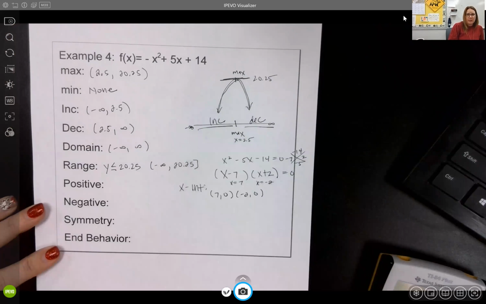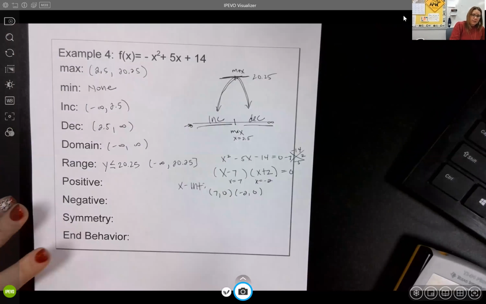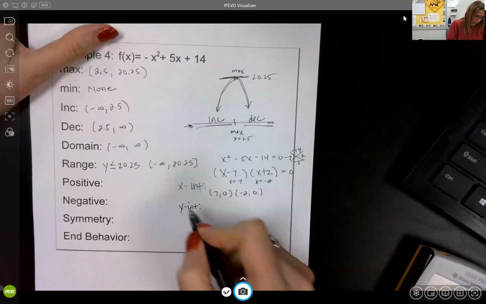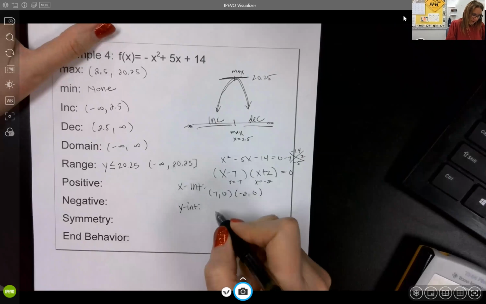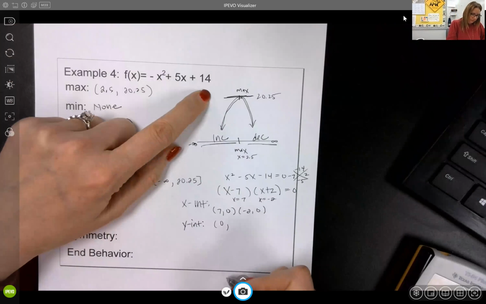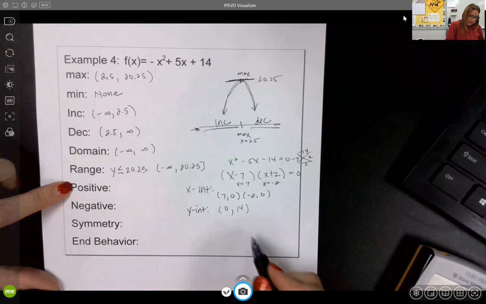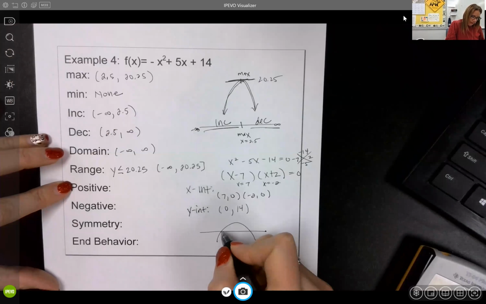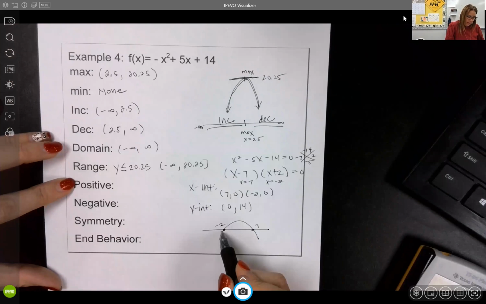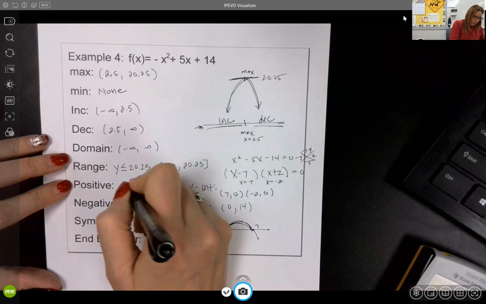And we can always check that by looking at the calculator, -2 and 7. You could also find it in the calculator. Sometimes I think it's easier to do it by hand than to try and do that in the calculator. Okay, if I plug a 0 in for all of my x's, I'm going to get a 14. Okay, so that helps me with positive and negative because I know that on this graph, this value is -2 and this value is 7. So I could say it's positive between -2 and 7. That's where it's above ground.